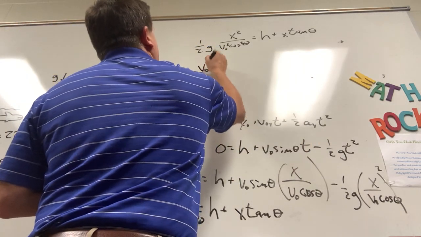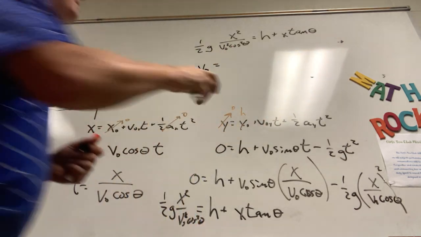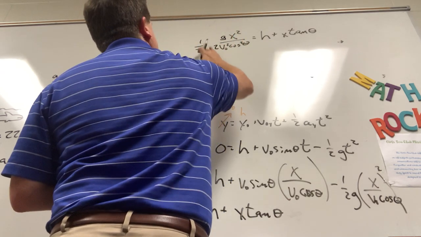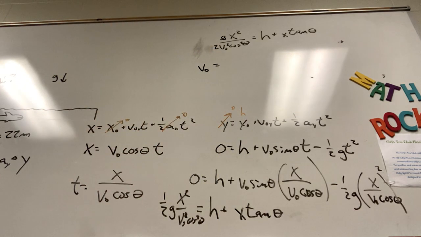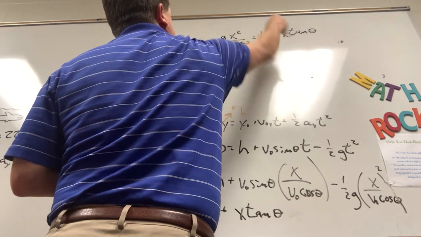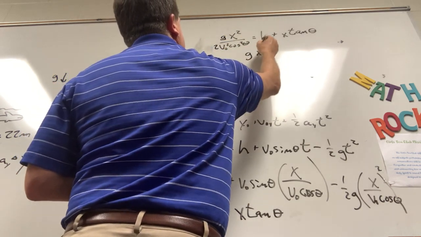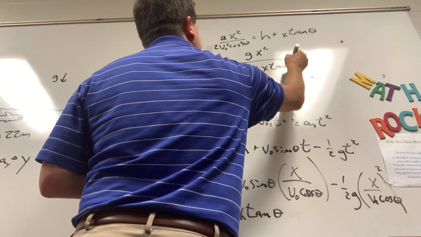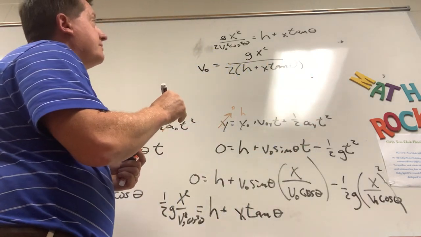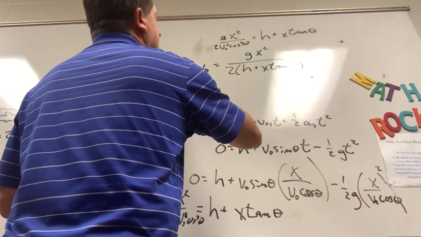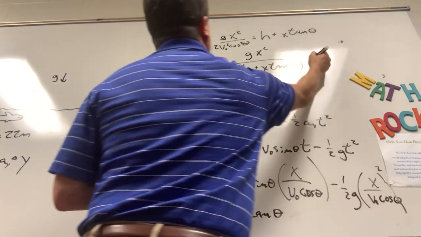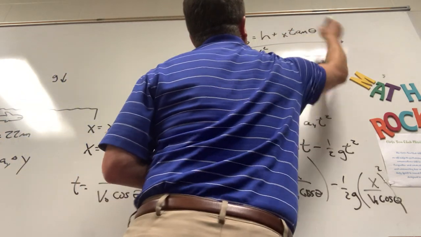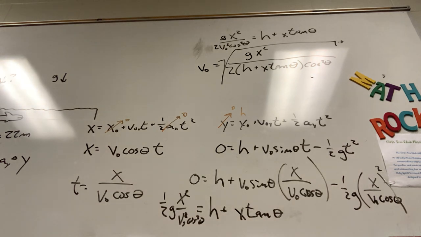So, v naught is going to equal, and take as many steps as you need, but I'm going to flip. Thank you. So this is effectively g in the numerator, 2 in the denominator, correct? Yes? I want that in my numerator, so I'm going to cross-multiply those things, which is going to put my g x squared up there, and a 2 times the quantity h plus x tan theta down here. Correct? Did I mess anything up? I missed a cosine somewhere. Where is it? v naught squared. It's down here, correct? Yes. Cosine squared theta. Then I'm going to take a square root of all that to get v0, and that's your answer.